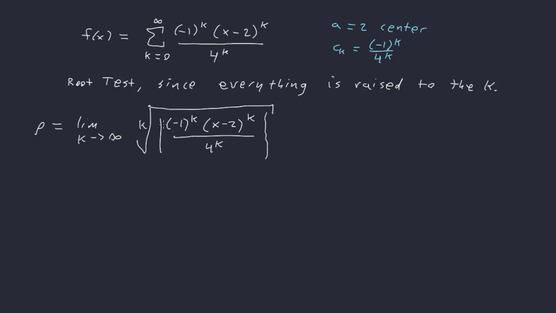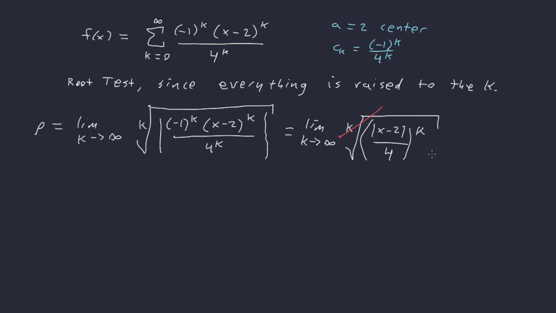Okay, so the absolute value, that's going to cancel out all the negative things here, so we can drop that. And this whole thing we can write as that stuff raised to the k. So let me write the next step here. I'm going to write it as the kth root of the absolute value of (x minus 2 all over 4) raised to the k.